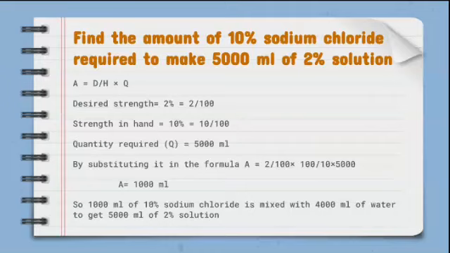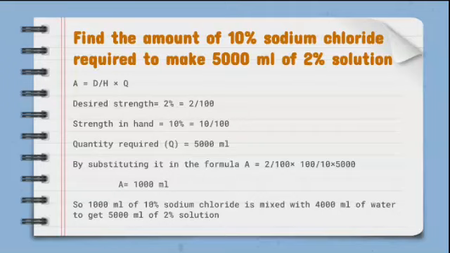The quantity required is 5000 ml. So you have 10% sodium chloride and you need to make 2% of 5000 ml. So H is 10%, D is 2%, quantity is 5000 ml. So you just apply it in the formula, A is equal to D by H into Q, and you will get the answer 1000 ml.